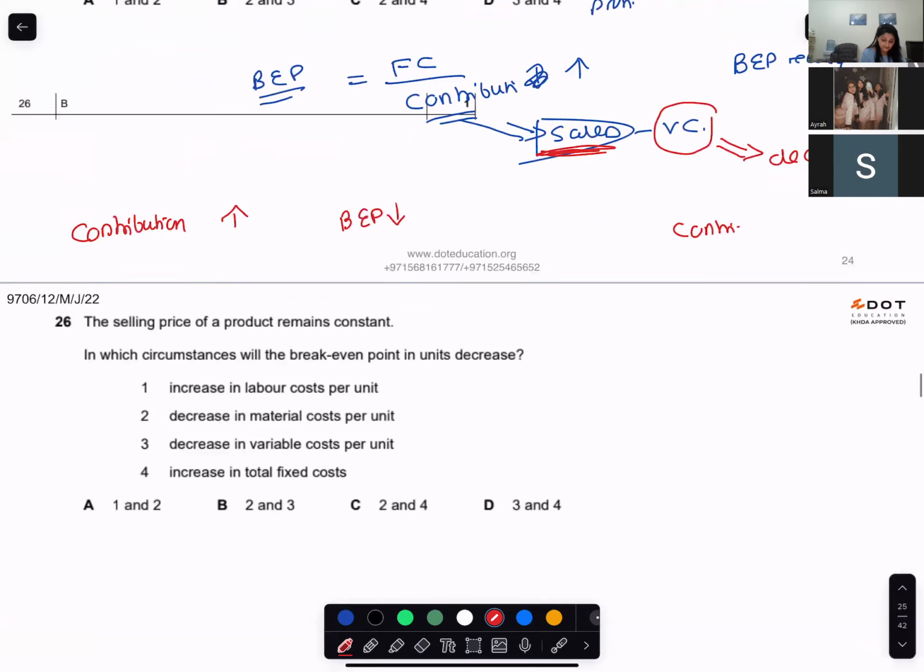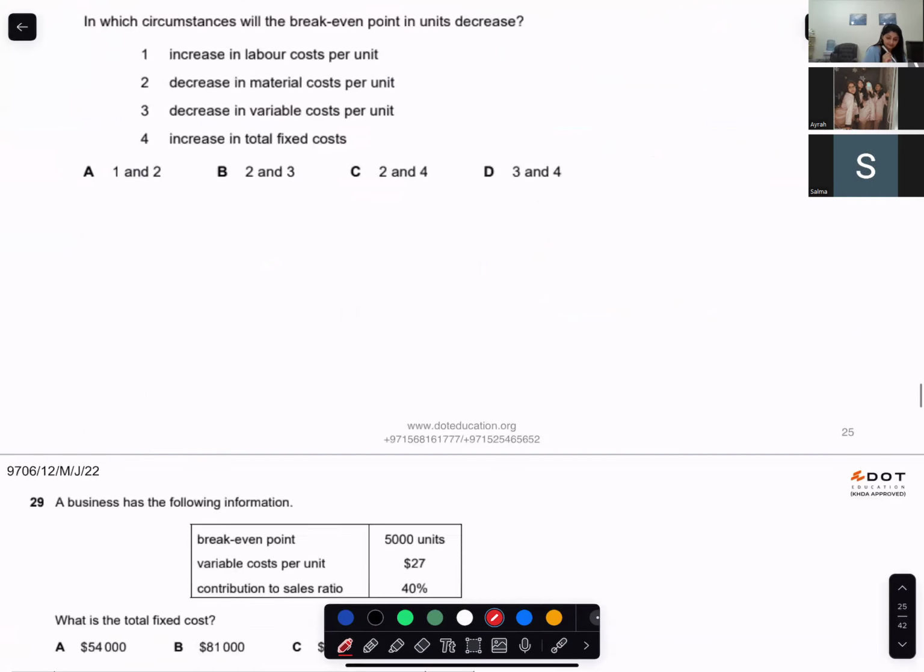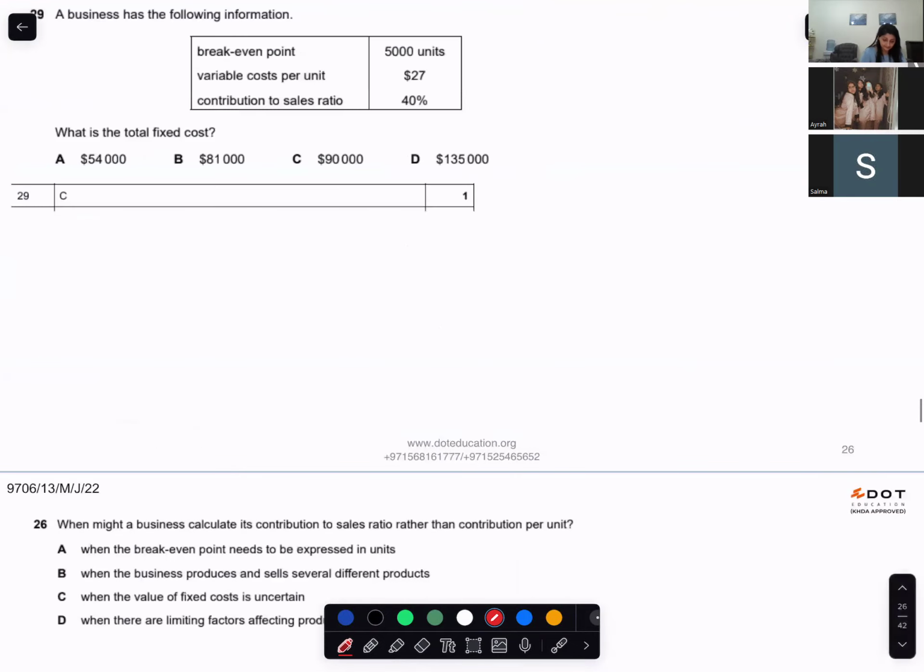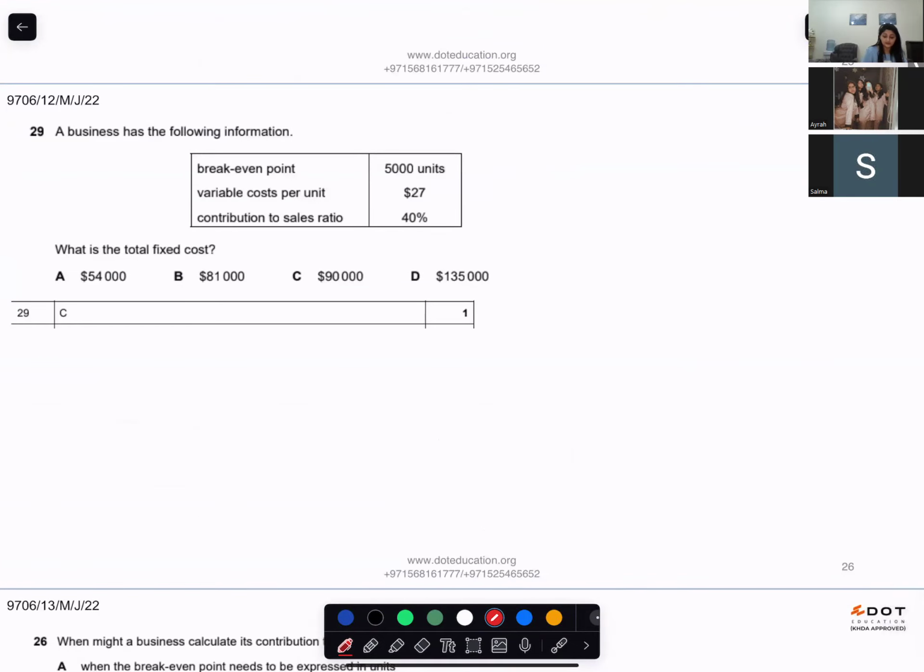Read the next question. A business has the following information. What is the total fixed cost? You have to calculate it, no? So break-even point is 5,000 units. Is that fixed cost from contribution? You get a break-even point in dollar value because I've been given the contribution to sales ratio. So fixed cost upon contribution to sales ratio.